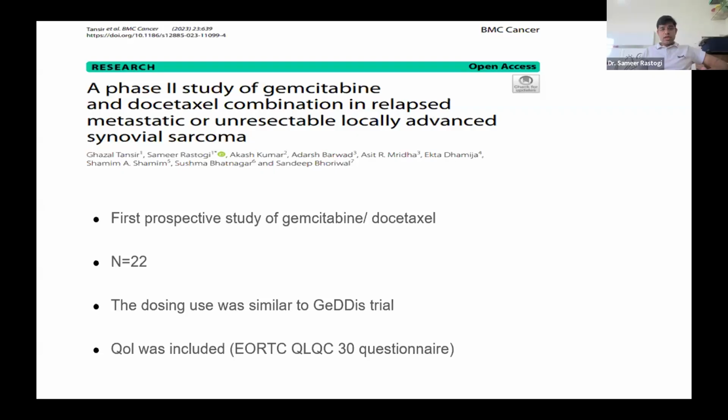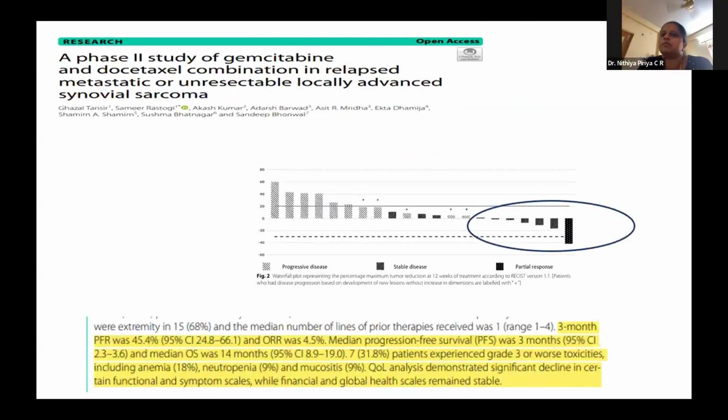This is one of our phase 2 high dose studies. Gemcitabine docetaxel is modestly effective.